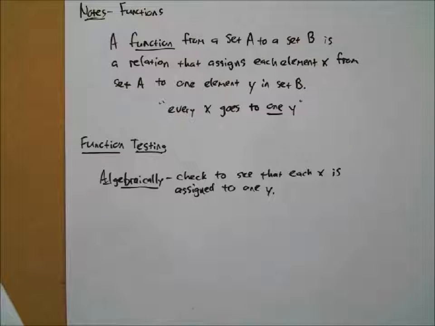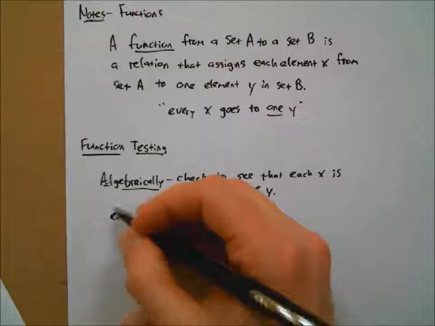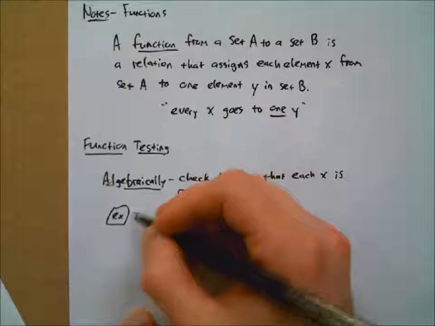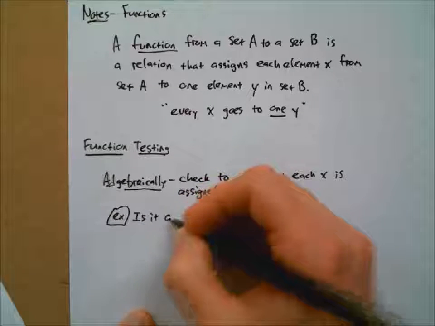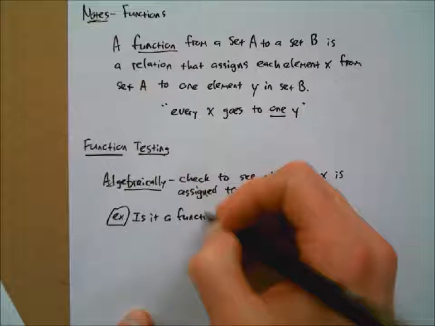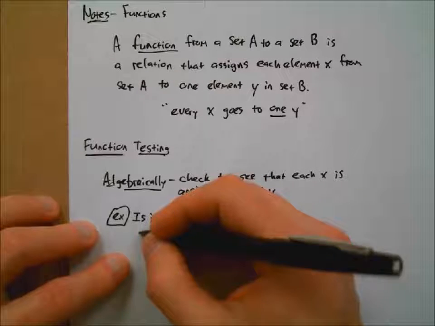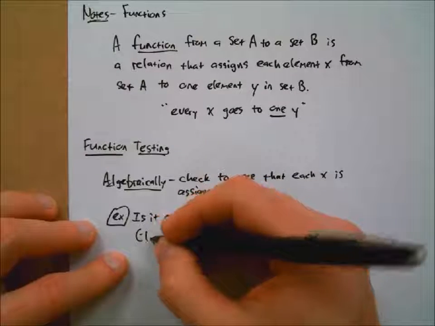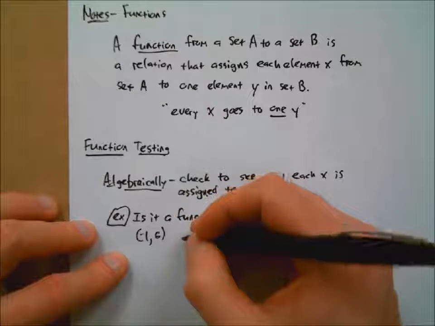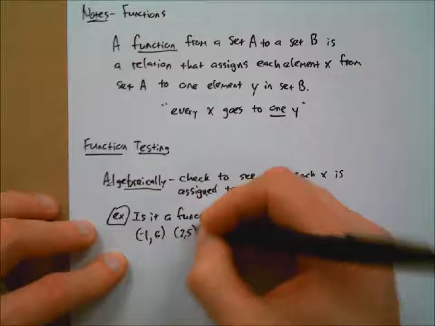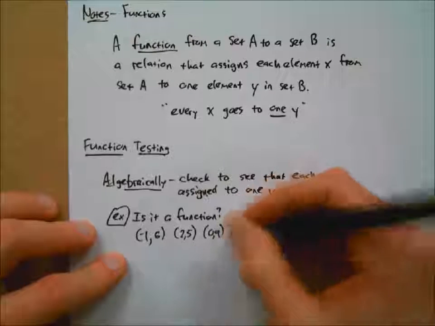So for example here, we'll ask the question, is the relation a function? And then I'll come up with a relation here. Sometimes it can be something as simple as a set of ordered pairs: (-1, 6), (2, 5), (0, 9), (3, 5).